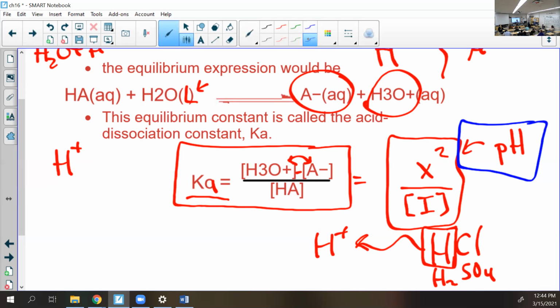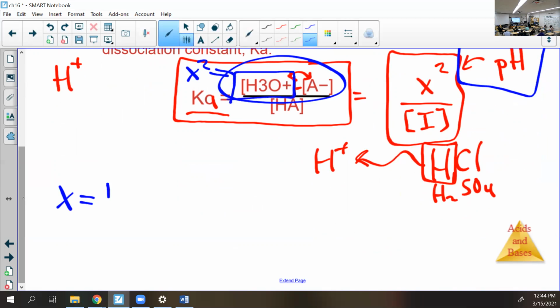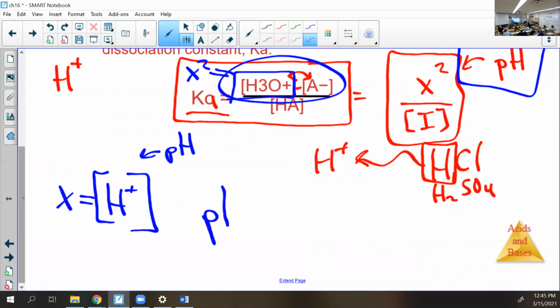All right, so here's what happens. If this is equal to x squared, then x is really equal to H plus. Is it not? All right, and not just H plus, the concentration of H plus. Fair enough. Now, what if I did this? Could you find the relationship between there? We better, or you're in trouble on the exam. Oh, there you go. pH is equal to the negative log of H plus concentration.